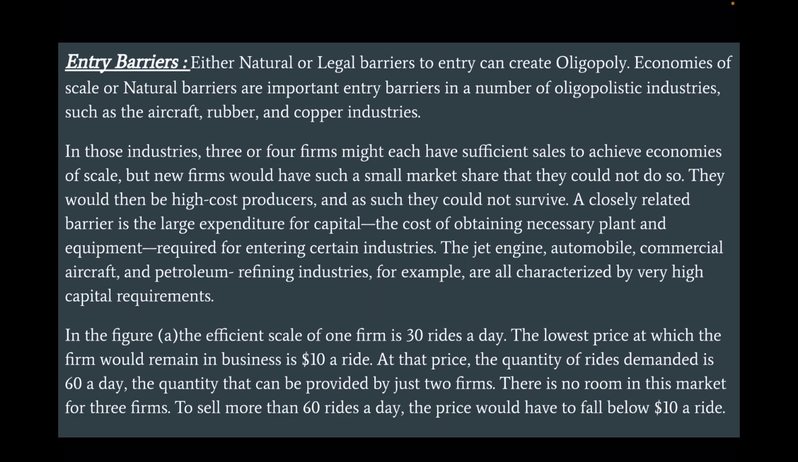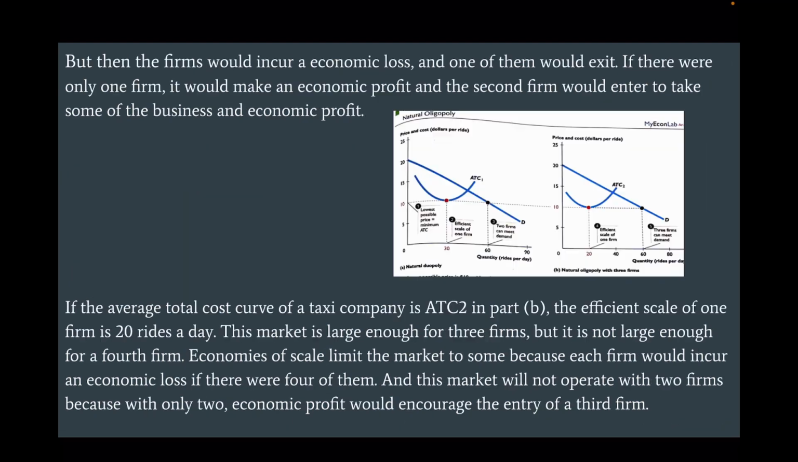To sell more than 60 rides a day, the price would have to fall below $10 a ride. But then the firms would incur an economic loss, and one of them would exit. If there were only one firm, it would make an economic profit, and a second firm would enter to take some of the business and economic profit. If the average total cost curve of a taxi company is ATC2 in part B, the efficient scale of one firm is 20 rides a day. This market is large enough for three firms, but it is not large enough for a fourth firm.